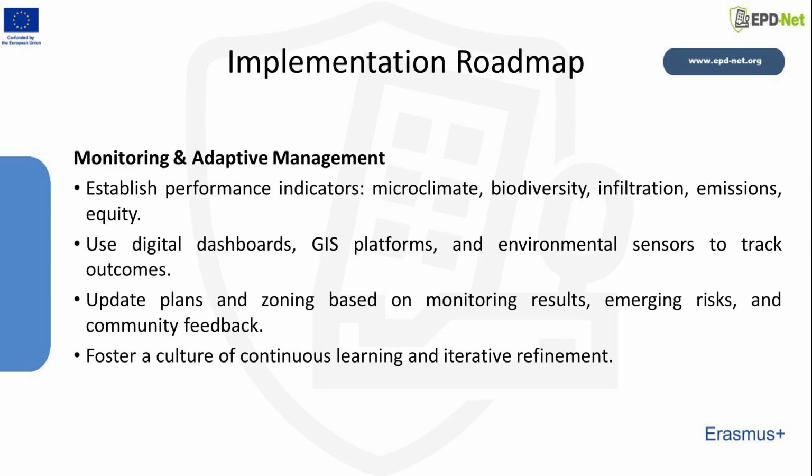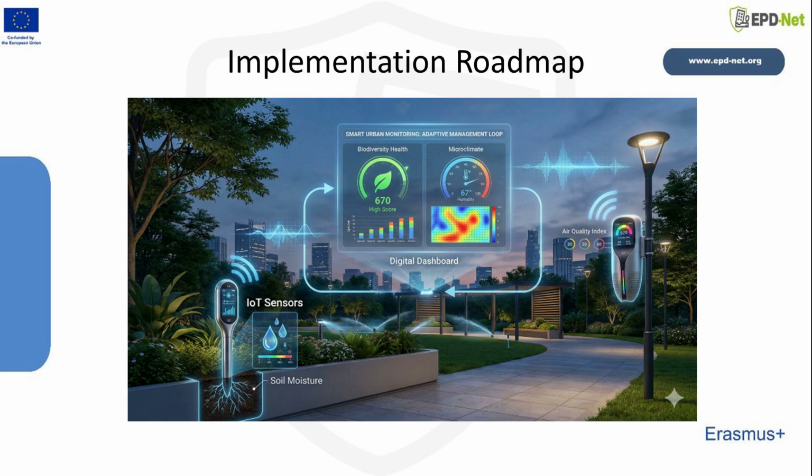Implementation also depends on strong institutional partnerships. Effective coordination among planning authorities, environmental agencies, utilities, researchers, and community actors is essential to ensure continuity and shared responsibility. Financing mechanisms and incentives further support implementation by aligning public and private investment with ecological goals. Finally, monitoring and adaptive management allow plans to evolve over time, using performance indicators and digital tools to inform adjustments. Together, these elements transform scenario-based planning into a dynamic and learning-oriented governance process.